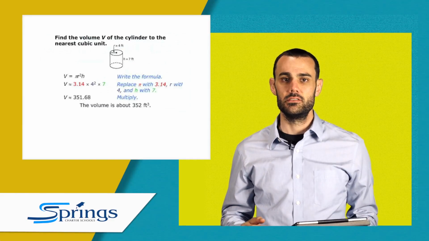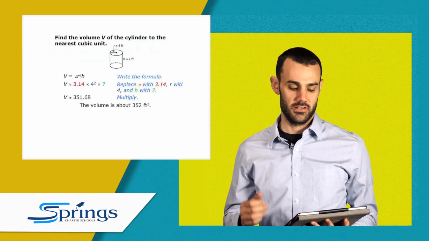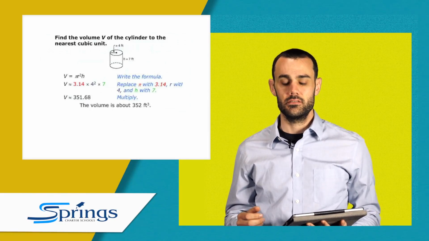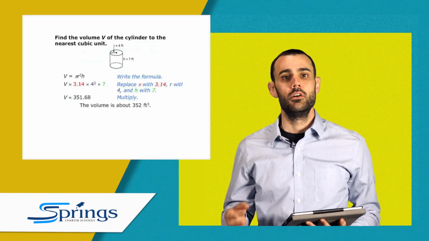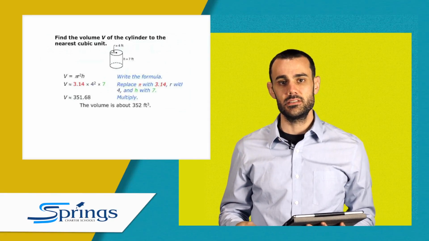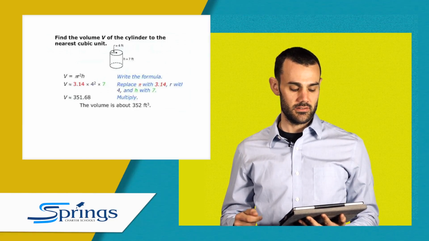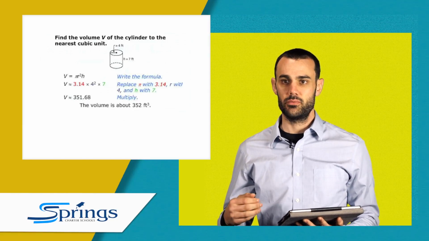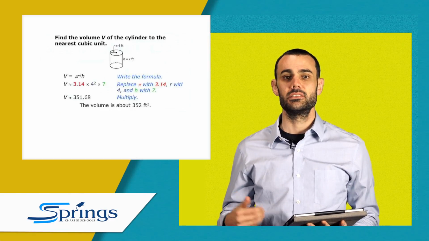Here's an example we can do together. Find the volume of the cylinder to the nearest cubic unit. They drew a cylinder here for you. It has a radius of 4 feet and a height of 7 feet. What we need to do is just insert these two pieces of information into the formula and multiply. So we've inserted it here. V equals 3.14, which is pi, times 4 squared times 7.